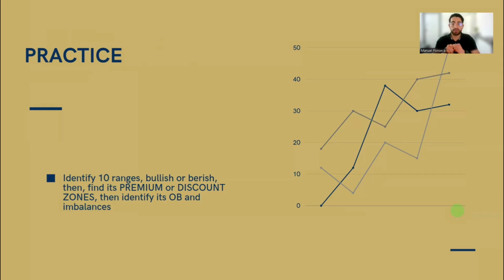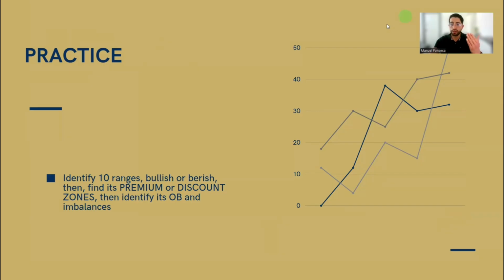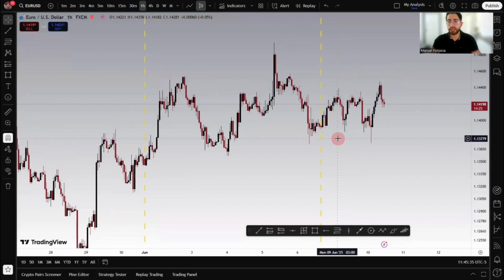We have to identify first 10 ranges, bullish or bearish, okay? And then we have to find their premium and discount zones. And then we have to identify the order blocks and imbalances that exist on that range, okay? We're gonna see in a minute how to do the homework. I'm gonna show you how to do this, and I want you to repeat that as many times as you need, so you can really understand these concepts, okay?